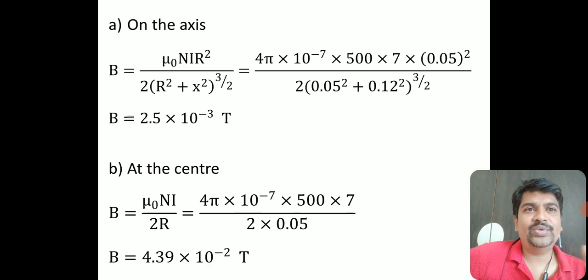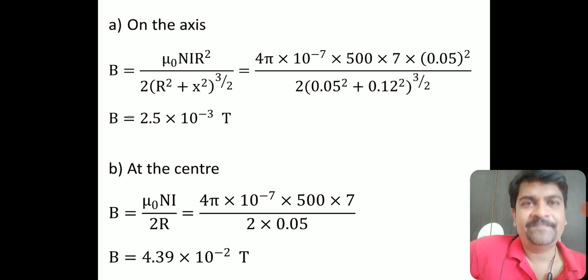The denominator is 2 into r square, that is 0.05 square, plus x square. x is the distance at which I am finding the magnetic field. So x is 0.12, square, all to the power of 3 by 2. You can do all the calculation with a calculator. If you do it with a calculator, you will get a magnetic field of 2.5 into 10 to the power of minus 3 Tesla. You can say that as 2.5 millitesla.